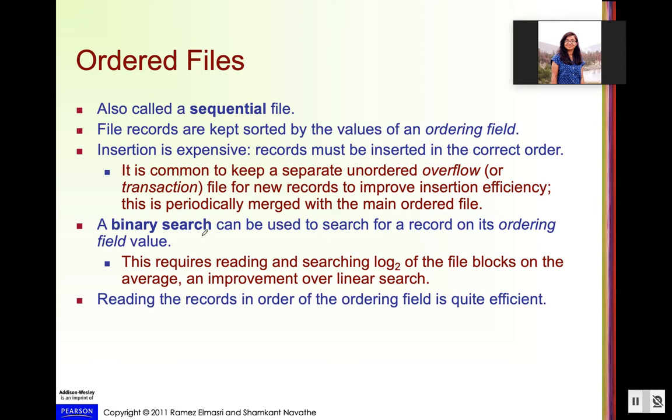Now searching in the ordered file is efficient because here we can implement binary search. A binary search can be used to search for a record on its ordering field value, and we know the complexity of binary search. A binary search requires reading and searching log base 2 of the file blocks. If we have b blocks, this is going to require log2 b on average, and it is a huge improvement over the linear search. Reading the records in order is quite efficient because the records are already ordered.